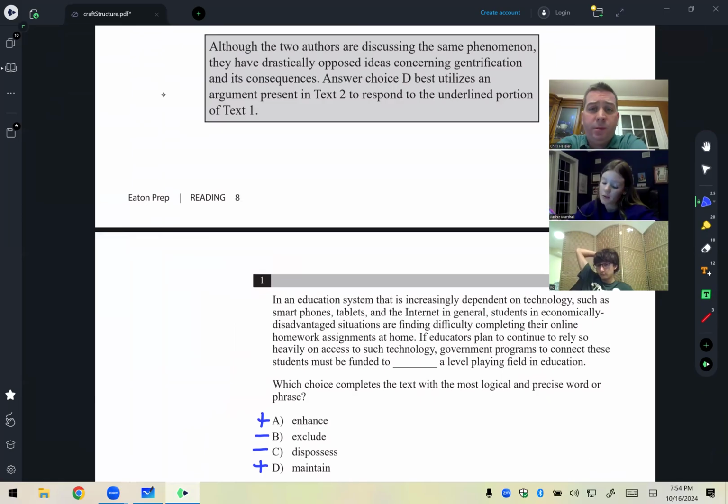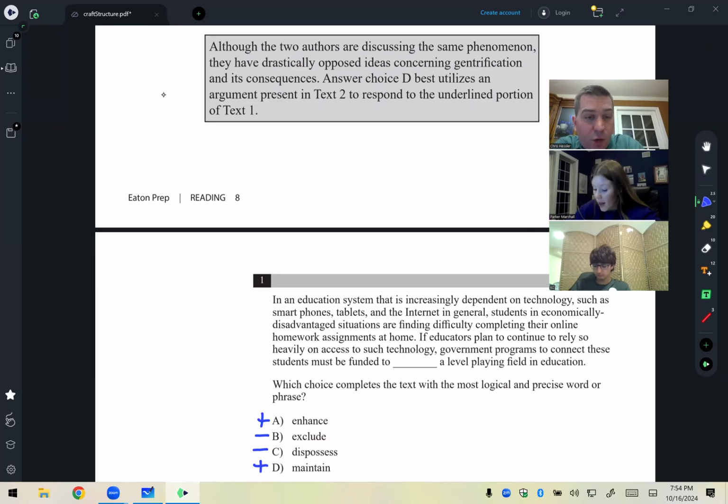In an education system that is increasingly dependent on technology, such as smartphones, tablets, and the internet in general, students in economically disadvantaged situations are finding difficulty completing their online homework assignments at home. If educators plan to continue to rely so heavily on access to such technology, government programs to connect these students must be funded to blank a level playing field in education. So we're just going to read the words back into the sentence.